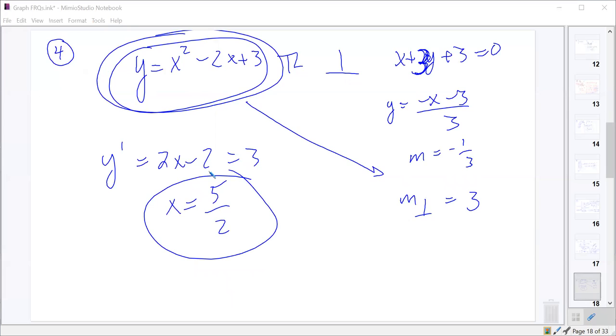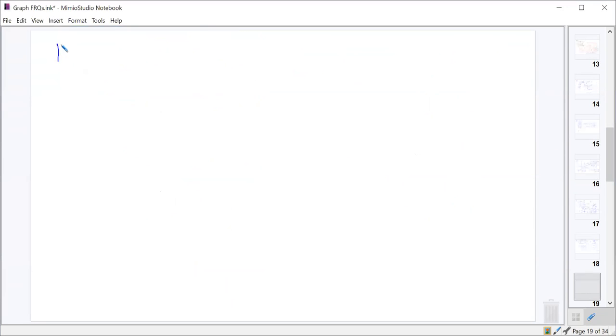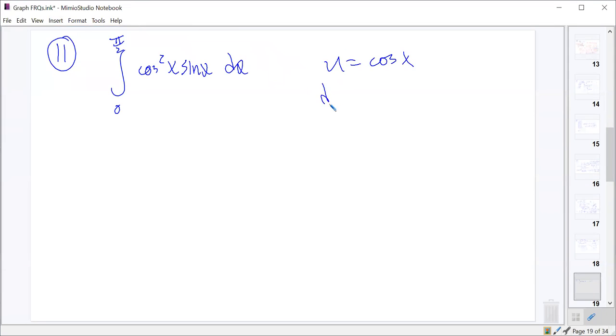All right. Next one, number 11. Turn the page here in this book. All right, number 11. We've got the integral from 0 to pi over 2 of cosine squared x sine x dx. So this one you should recognize as a u substitution integral. We're going to let u equal cosine x, and then du will be negative sine x dx, which means we'll put in a negative and a negative.